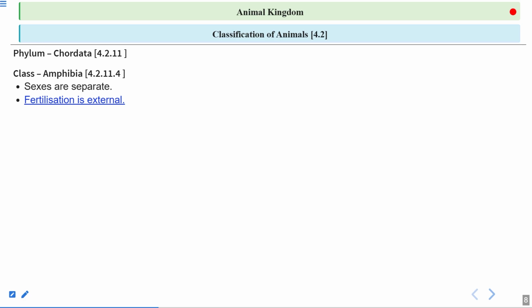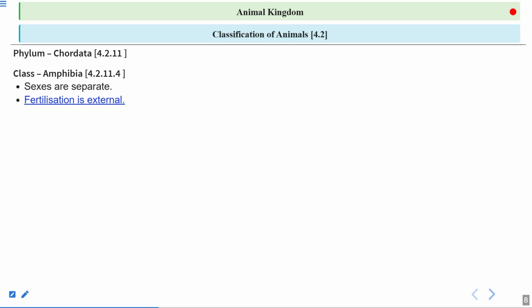and the female will release the eggs, and all the eggs are released in water in a jelly-like substance. And at the same time, the male will release all the sperms on these eggs, and they release numerous eggs and numerous sperm.